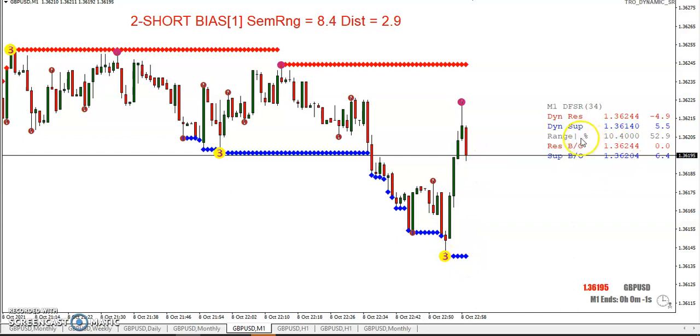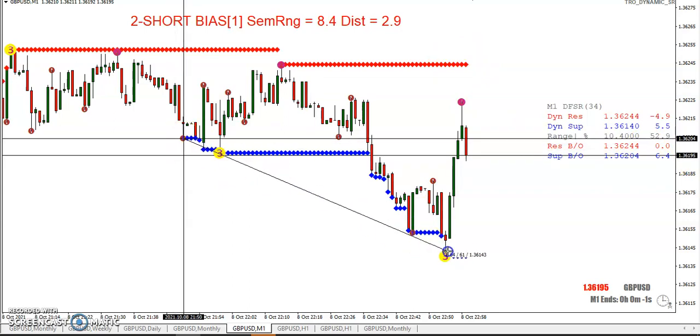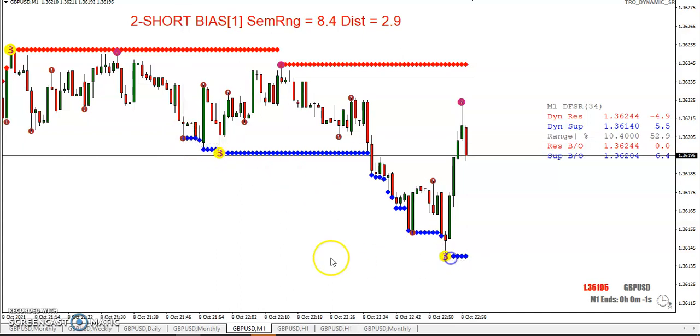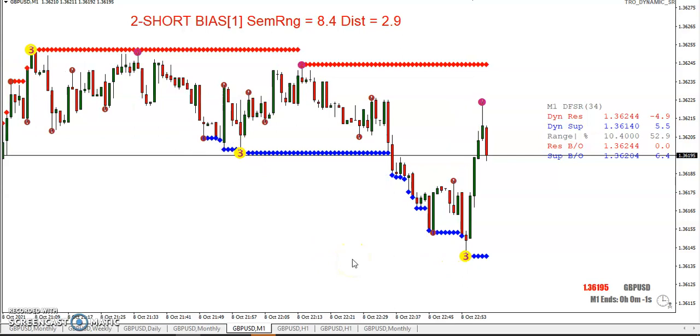And the range between the support and the resistance is 10.4 pips. And I believe we're at the 52.9% level right there. So a little bit more than halfway above it. We haven't had a resistance breakout, but we have had a breakout of support from here all the way down to here. So it broke out from this level to this level. So that's the update.